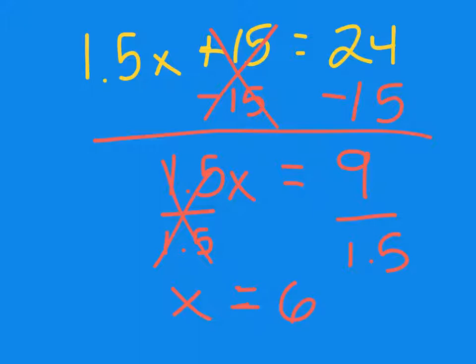Now, if that didn't make sense to you, you could always just do it the normal way, the easier way, I guess, in this case, which would be to do, remember, top number divided by the bottom number. I'm looking at this right here, 9 divided by 1.5. Okay, if you wanted to check it, you're more than welcome to plug in 6 up in here for x, and you would do 6 times 1.5, and then you would add 15, and if you got 24, then you know that your answer would be correct.